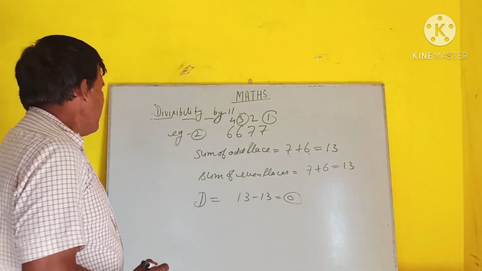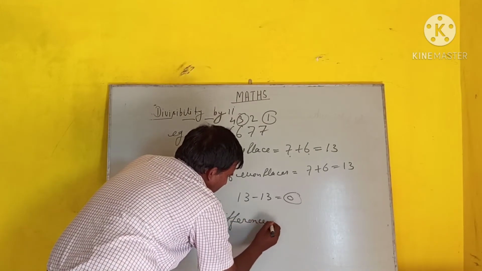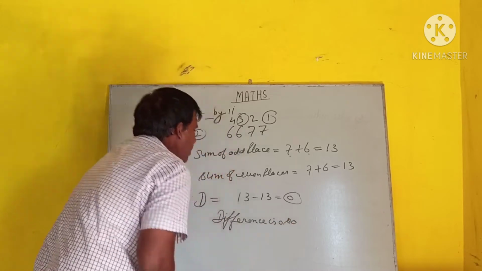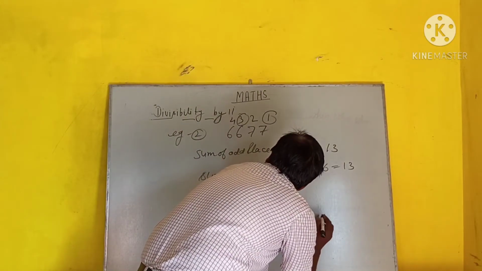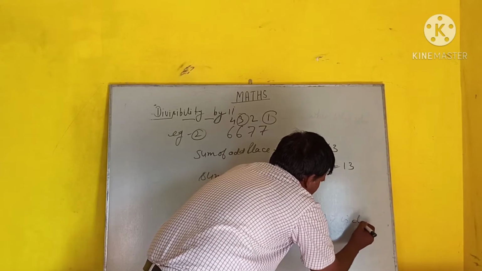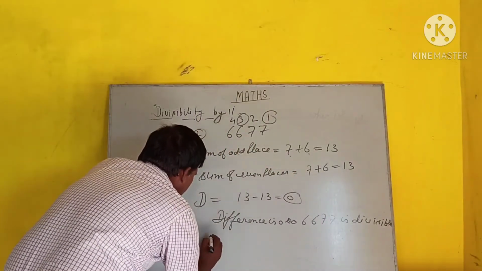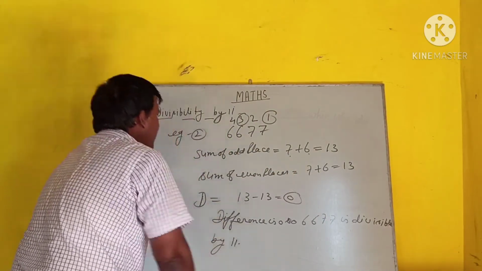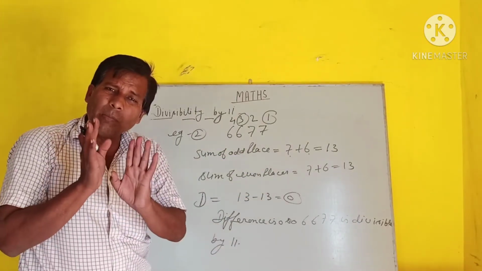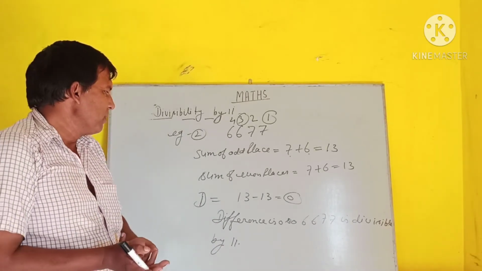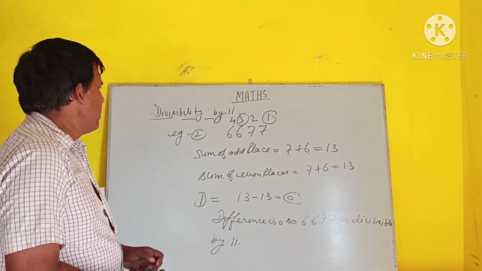Here you write the difference is 0. So 6677 is divisible by 11. First you find the sum of odd places and the sum of even places and check their difference. If the difference is 0, then the whole number is divisible by 11.